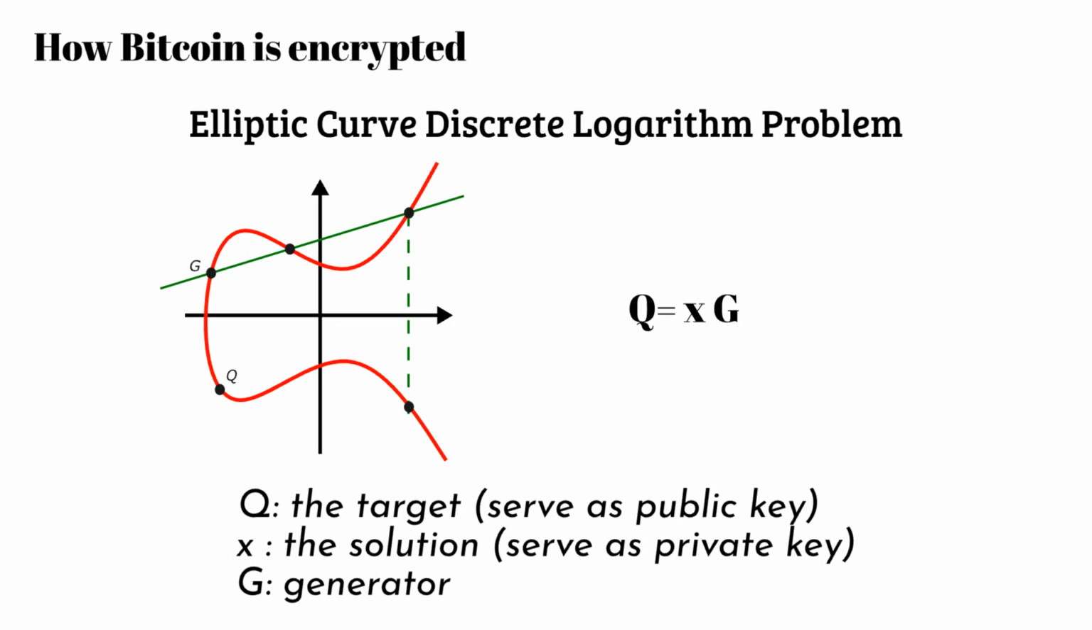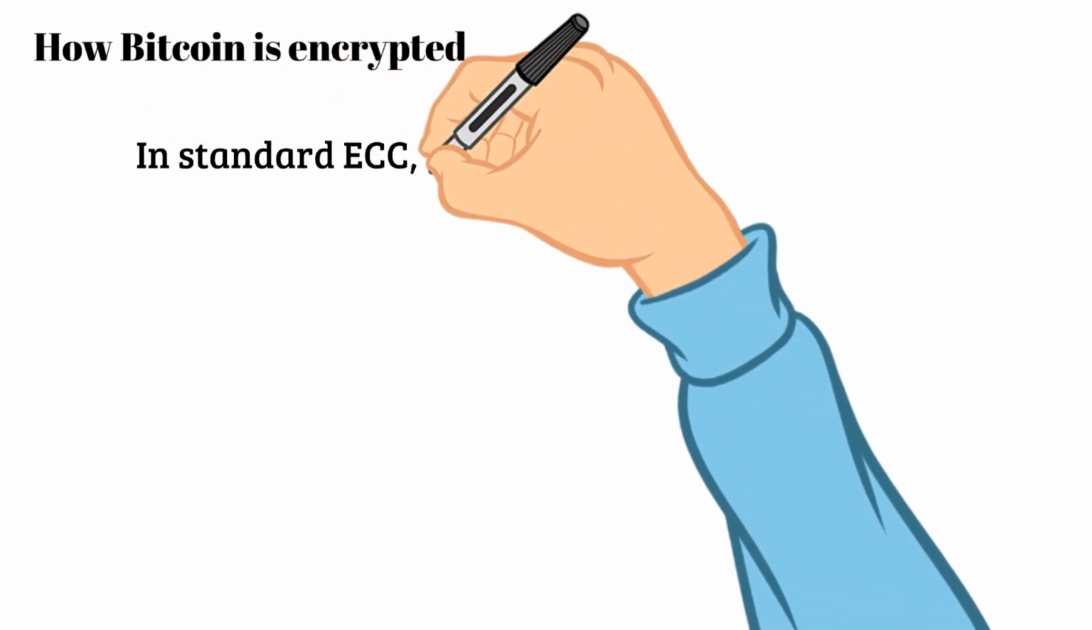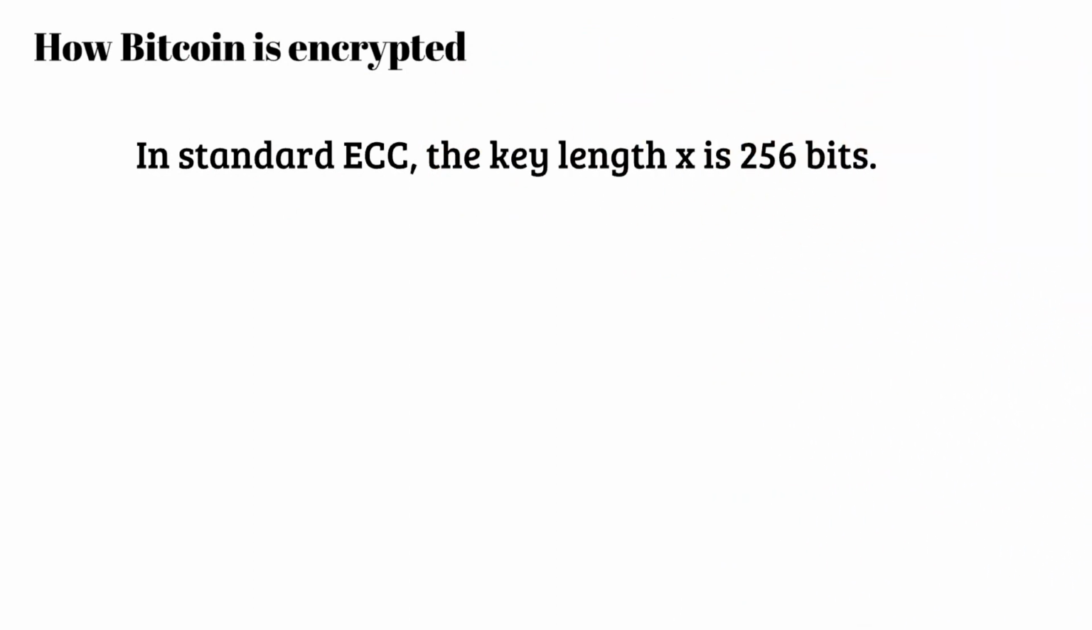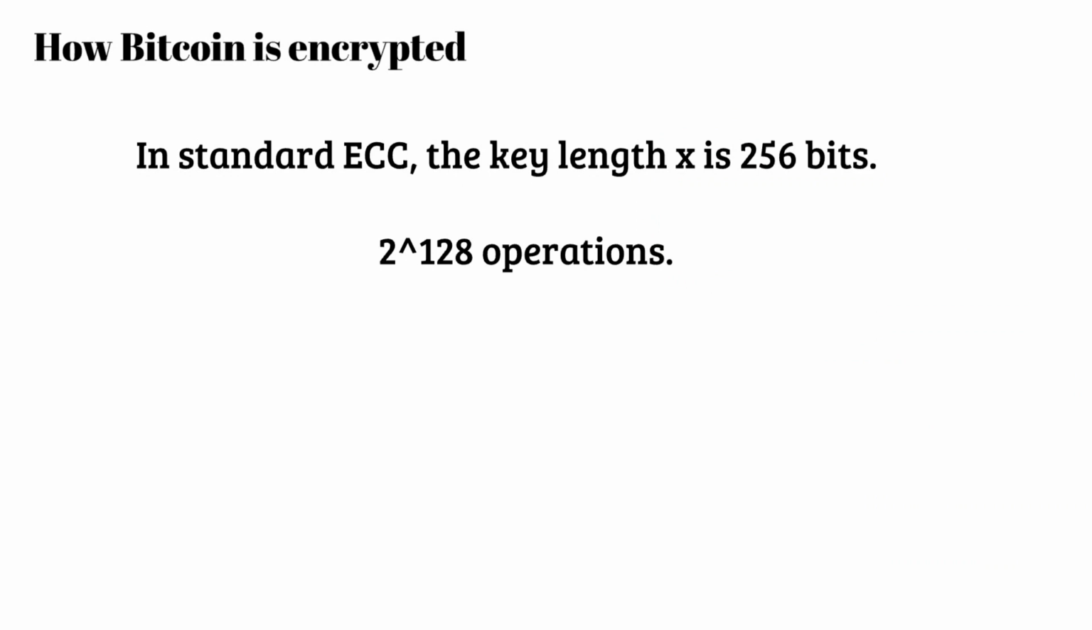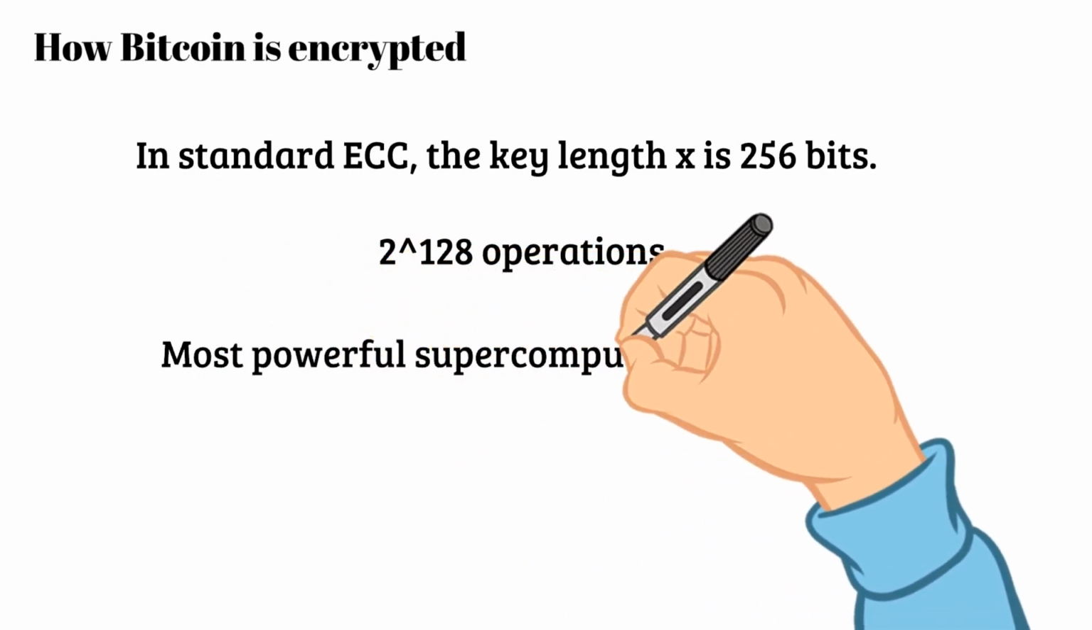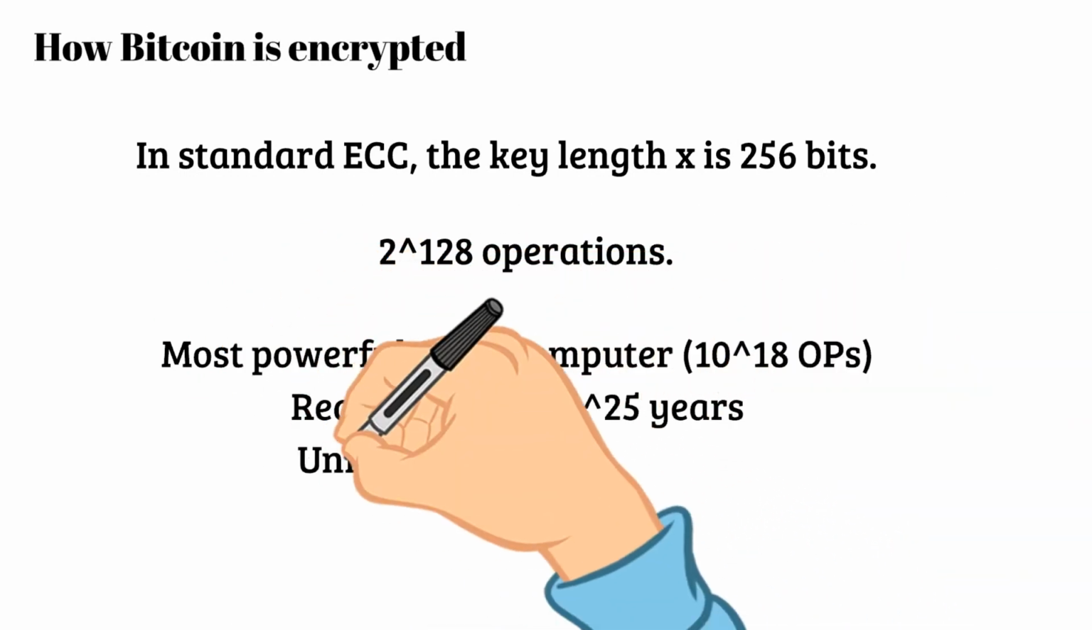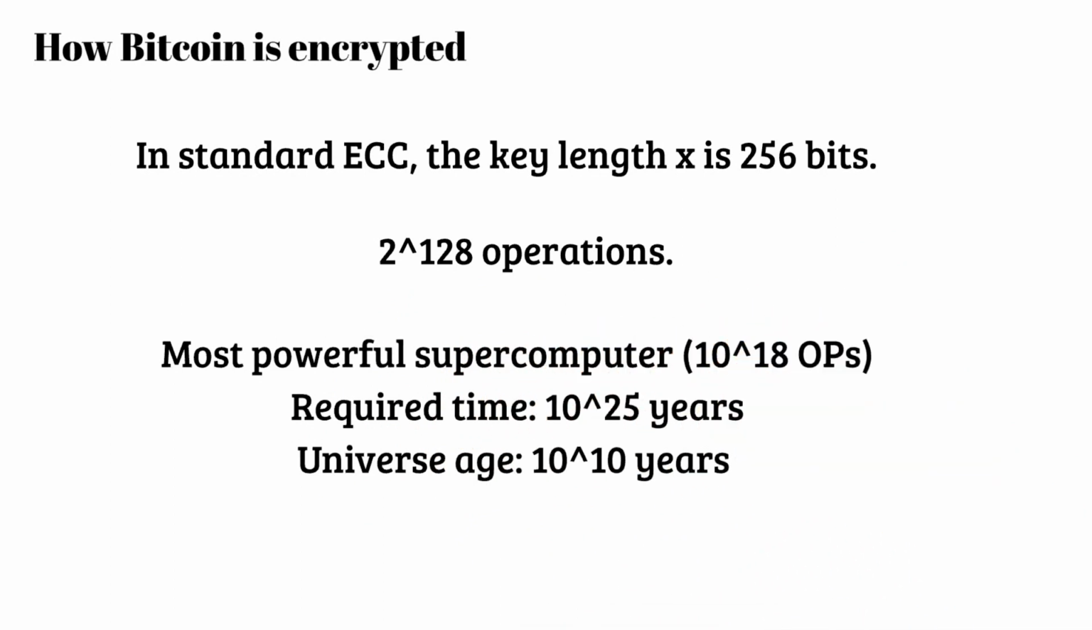So, how challenging is it? In standard elliptic curve cryptography, the key length is 256 bits, meaning there are about 2 to the power of 256 possible combinations for the private key x. Using the most efficient classical algorithms available today, we need to perform roughly 2 to the power of 128 operations to find the correct x. If a supercomputer could perform 1 quintillion operations per second, it would still need roughly 10 to the power of 25 years to find the correct x, a duration that far exceeds the universe's estimated age of 10 to the power of 10 years. This immense computational challenge is what makes ECC extremely secure.